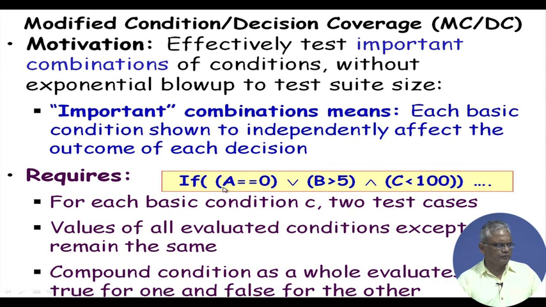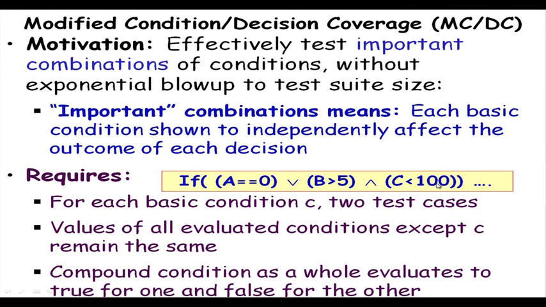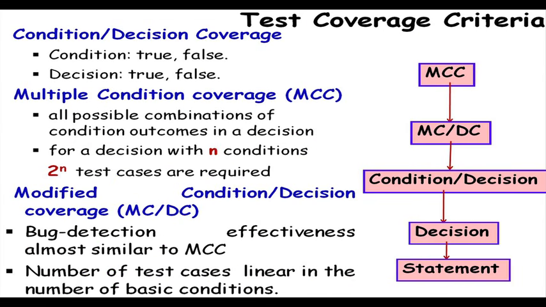Here we have this compound condition that has 3 atomic conditions, A equal to 0 or B greater than 5, C less than 100. So, in the multiple condition decision coverage, we let each of these basic conditions achieve true and false values, and when it achieves true and false values, the others are held at constant truth values, and these true and false values actually determine the branch outcome that we have to ensure. So, let us see how it is done and how to design the test cases for this.